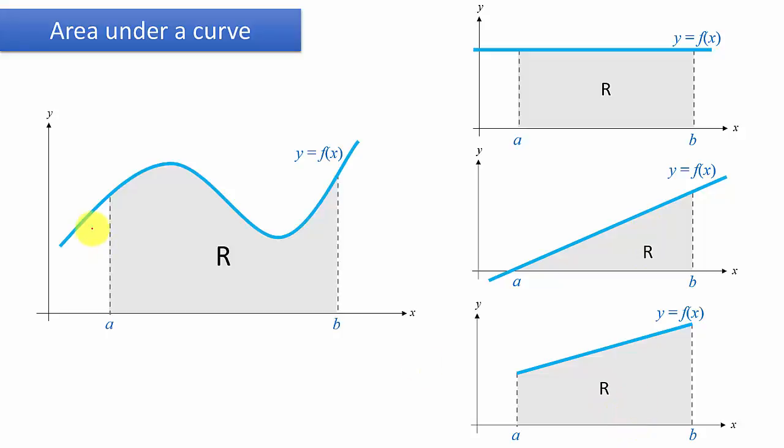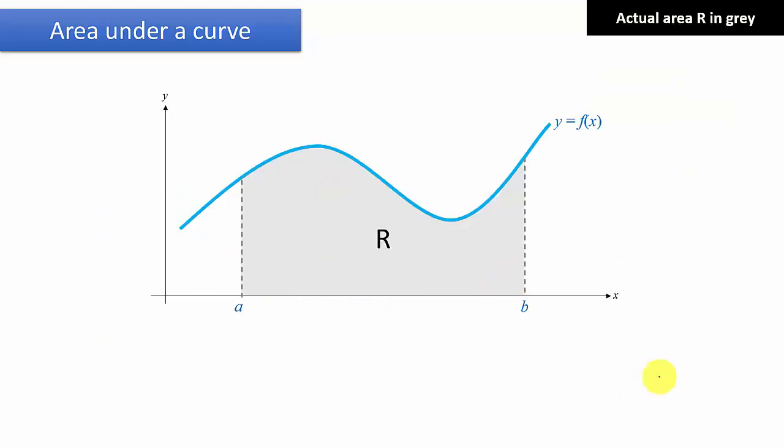But what if the function gives a curved graph? Then how do we find the area under the curve from a to b? So we will now look at the problem of finding the area from a to b when the graph of the function f(x) is curved. So the actual area we want to find is in gray here, denoted by R.